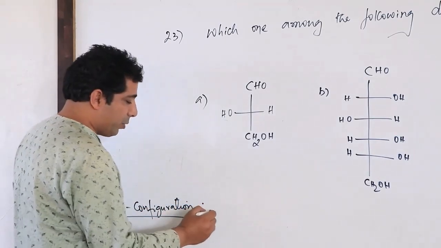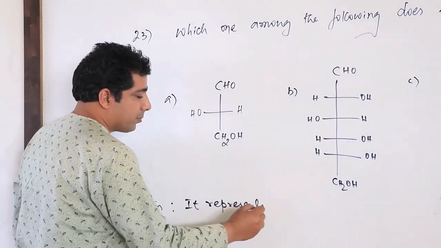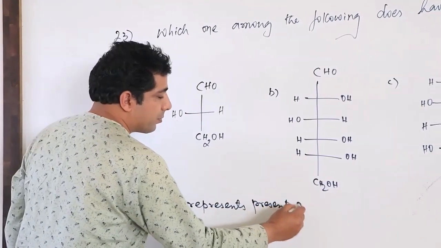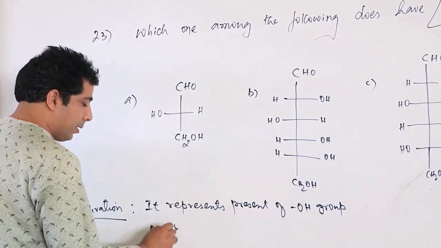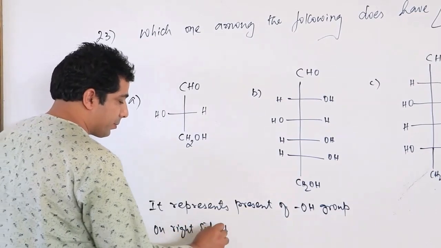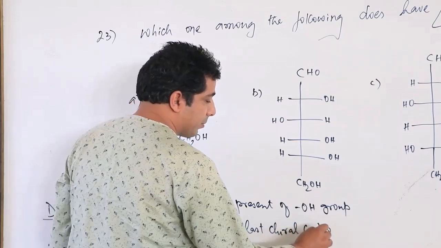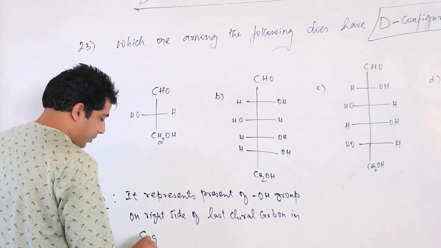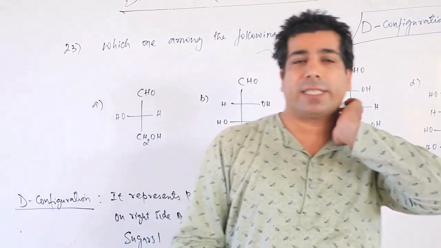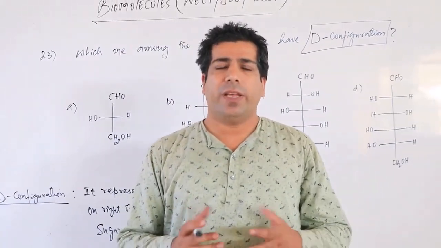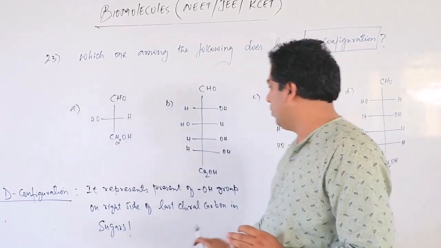So D configuration represents the presence of the OH group on the right side of the last chiral carbon, in sugars I am talking about. So here our discussion is about sugars. So if the OH group is present on the right side of the last chiral carbon, then it's a D configuration. If it is present on the left side of the last chiral carbon, then it's an L configuration. So let us have a look.